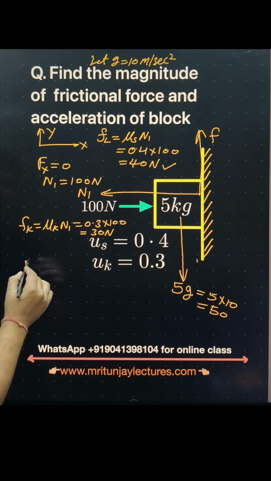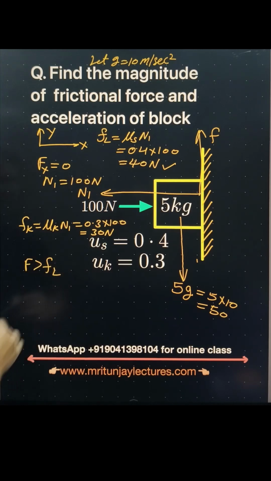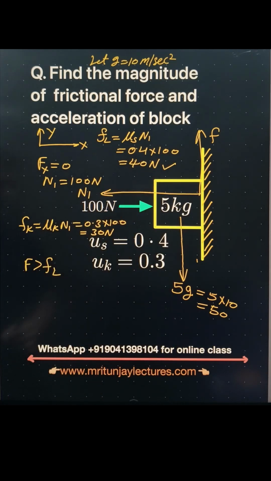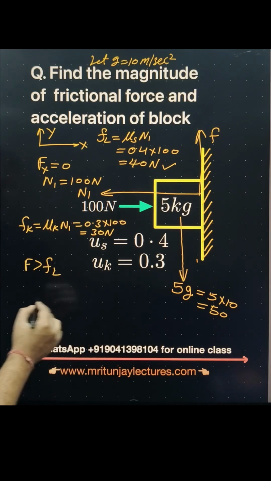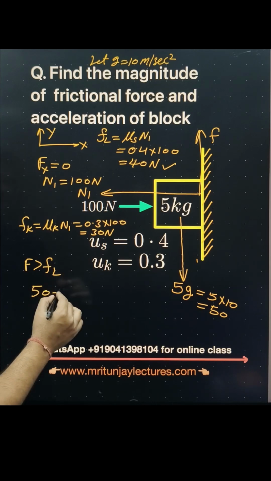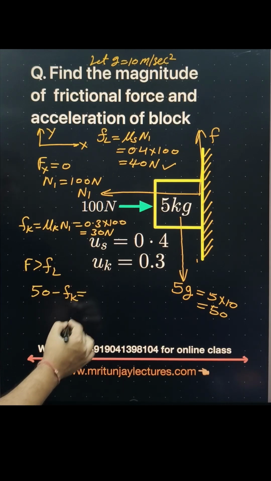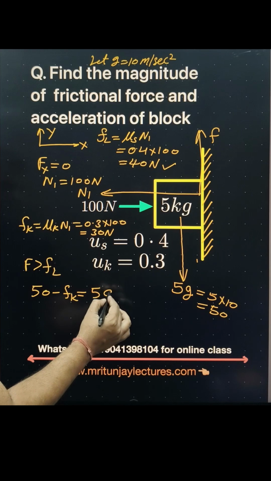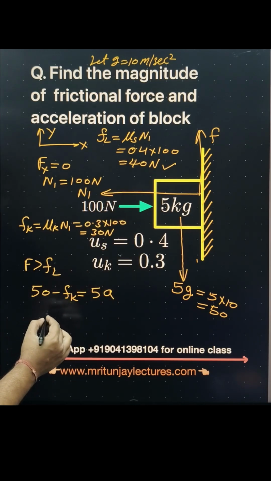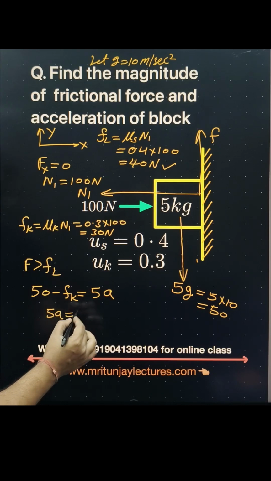It means F is greater than FL. It means motion is possible in which direction? Downward, because the applied force is greater than the frictional force. Clear? So according to Newton's second law, in Y direction, unbalanced force 50 minus, during motion, which frictional force acts? Kinetic friction, Fk, will be equal to mass into acceleration. So 5 into A will be equal to 50 minus Fk.